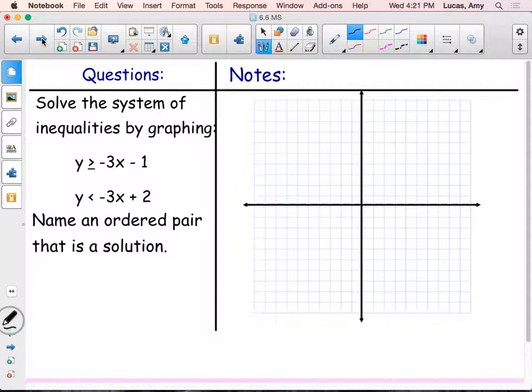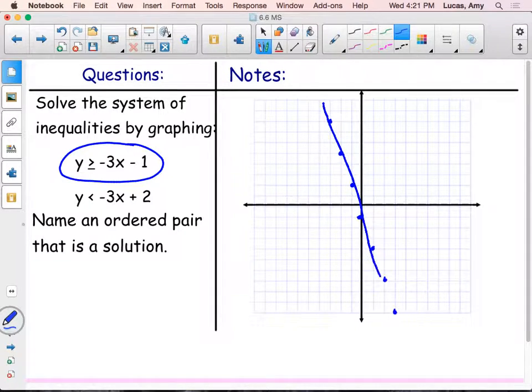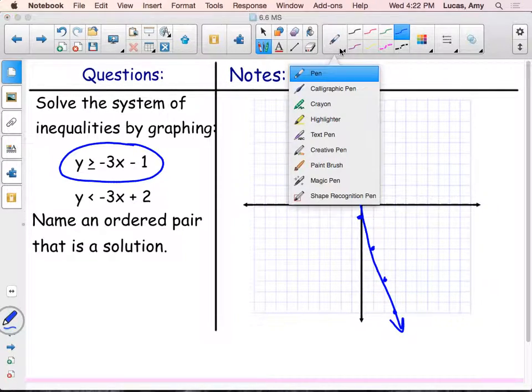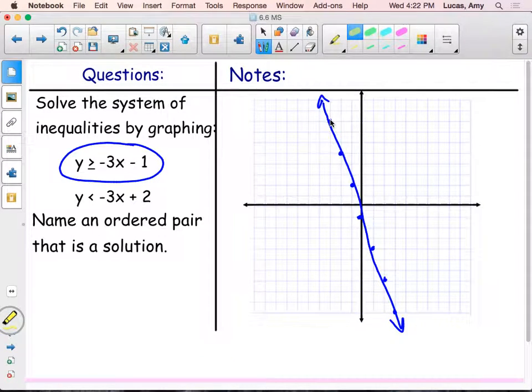And our last example, we have some parallel lines again. So -1 is my intercept, and I go down 3/1. We're going to see if the same thing happens. We're going to see if it's always an empty set. So this one's a solid line. And it's greater than or equal to. So I shade above the line.